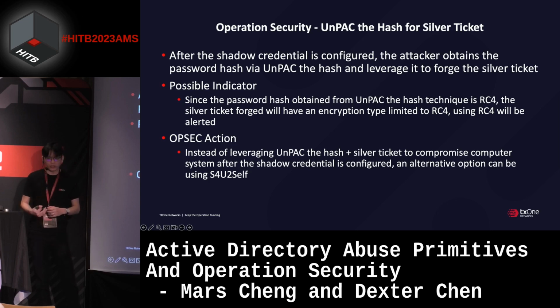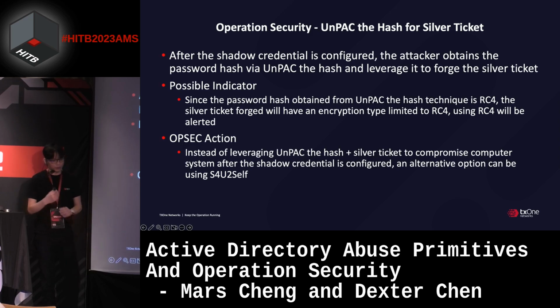A possible indicator that can happen is that when we're forging a server ticket, the encryption type is different from the baseline encryption type, which often is AES256. And since our password hash is obtained from the ticket granting ticket and it's limited to RC4, our server ticket is also limited to RC4 as well.